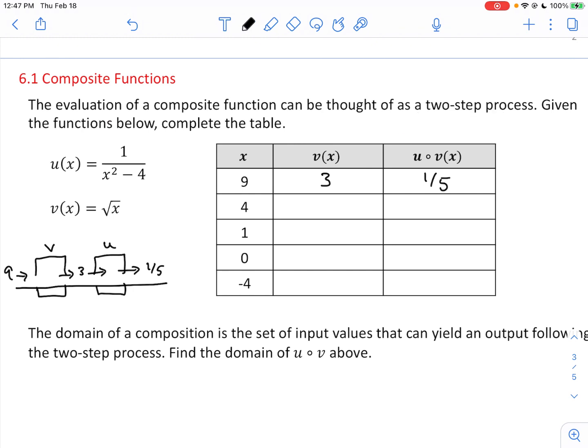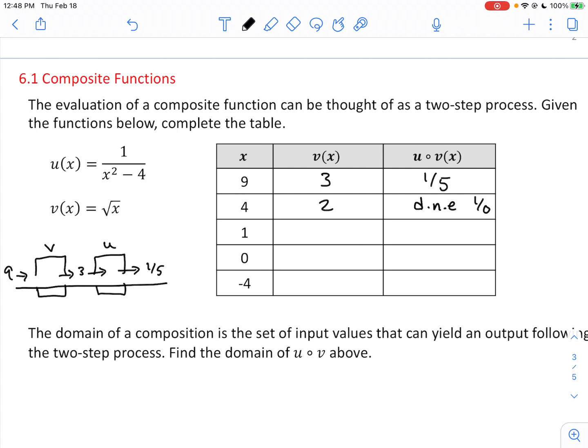Now look at the 4. What does v do to 4? V will turn 4 into 2 because the square root of 4 is 2. And then what does u do to 2? U of 2, plug in 2, we get a 1 over 0. It does not exist because we got a 1 divided by 0. So 4 is a number that the first machine was successful. It transformed it into a 2, but as soon as 2 entered the u function, it broke it. U cannot handle the input of 2 because 2 is not in the domain of u. So 4 was not able to make the two-step journey.